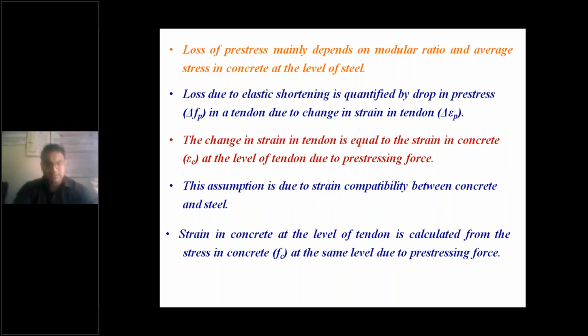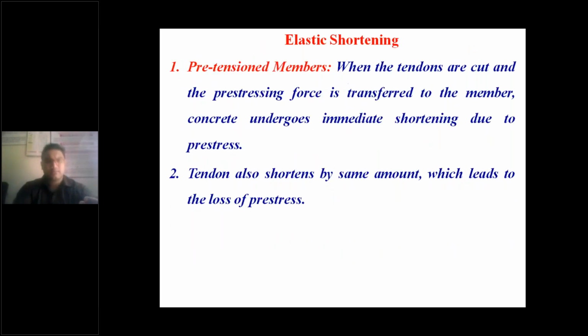So next, in the elastic shortening, I will straight away go to the calculation, how to calculate the elastic shortening for pre-tension member and post-tension member. Why? Because elastic shortening is a loss which will be there for both systems, pre-tension system and post-tension system, isn't it? So in the pre-tension member, what happens when the tendons are cut? As we know, the pre-stressing force is transferred into the member, where the member undergoes some kind of contraction, some kind of shortening. That shortening is called elastic shortening, that we know.